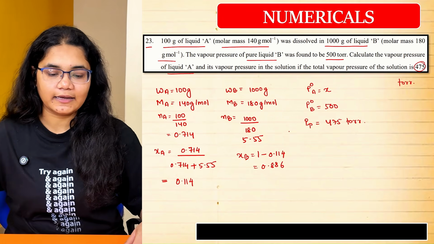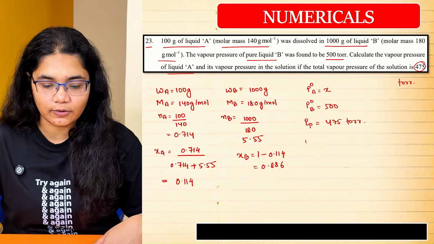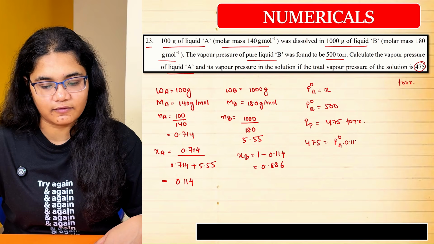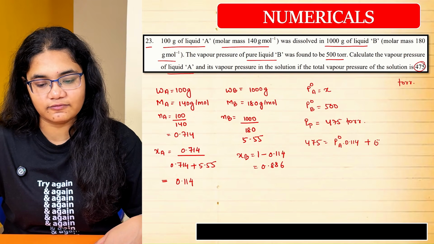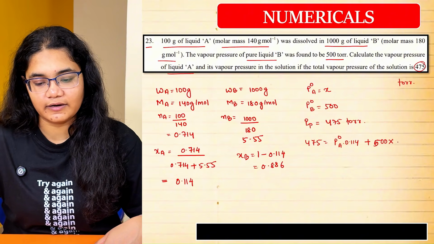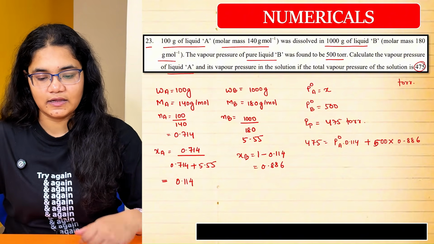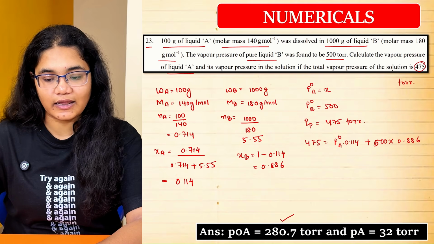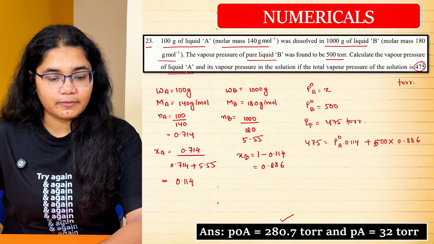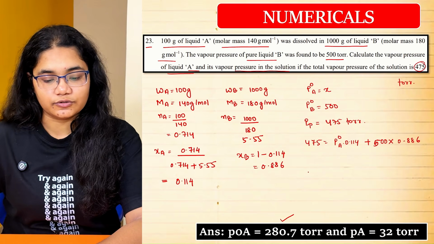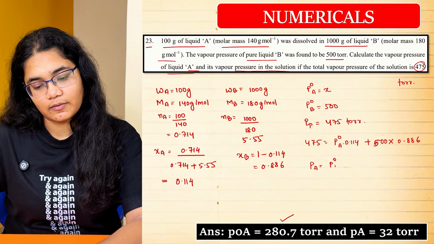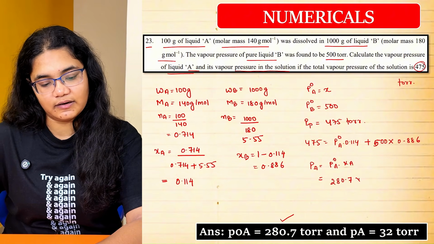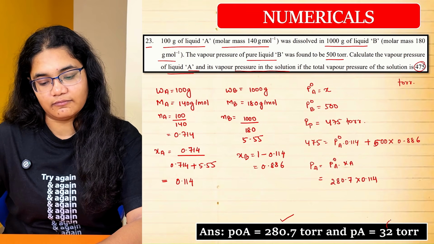0.886. Now I can calculate this way, that is P total 475 is equal to P naught A into XA, XA is 0.114, plus P naught B, that is 500 into XB, 0.886. Now if I calculate here, you will get P naught A value is 280.7. After that you have to calculate the vapor pressure of liquid A in the solution. So that means you have to calculate PA, which is equal to P naught A XA. Now P naught A value is again 280.7 into XA is 0.114. That will give me 32 torr.